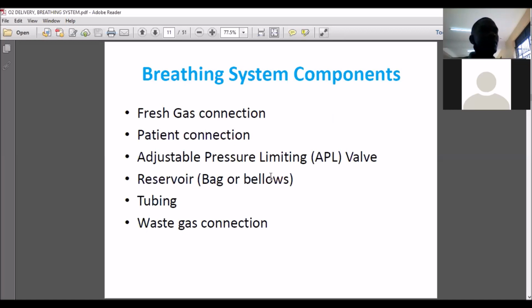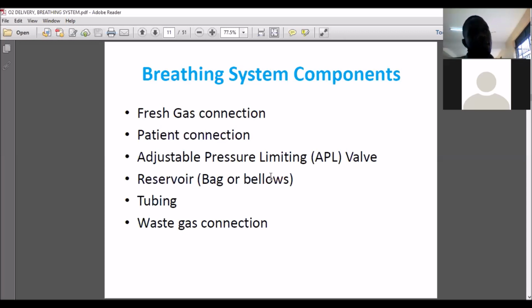Then it should have an adjustable pressure limiting valve. The adjustable pressure limiting valve is the one that connects to the reservoir. In one way or another, it determines whether someone has a closed or an open system. That valve is what we usually use to close the bag, you getting me? So if you close off the bag, you're literally making this person not have that buffer system.